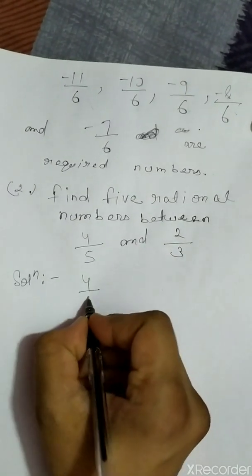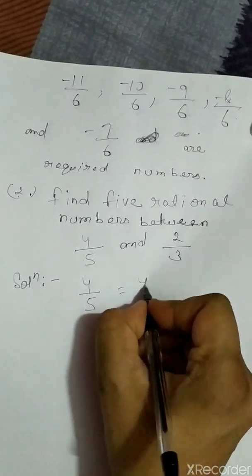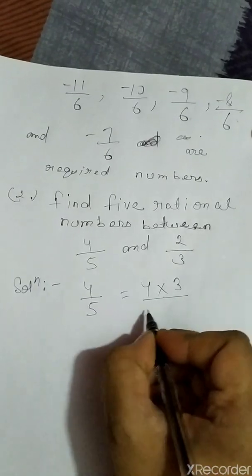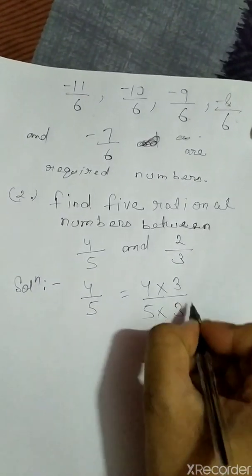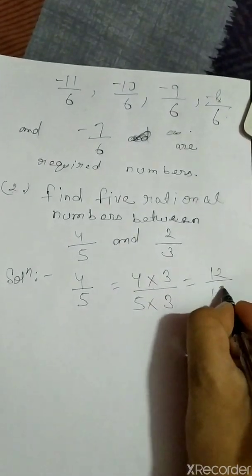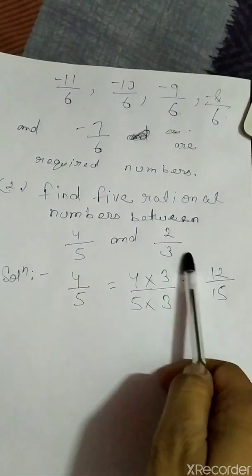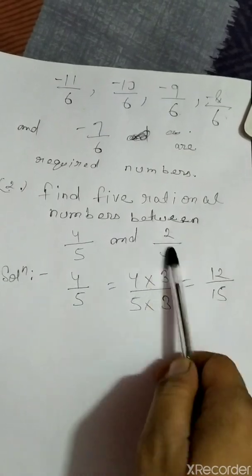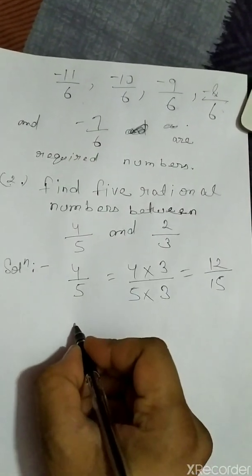4 by 5 equals 4 into 3 over 5 into 3. I am finding an equivalent rational number: numerator and denominator multiplied by the same number, that is 12 by 15. You have to try to make a space between these two rational numbers, then only you can find.